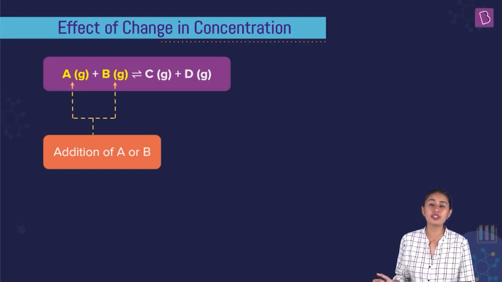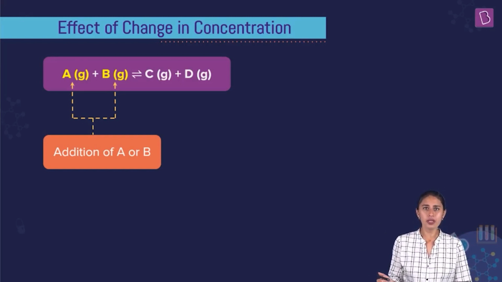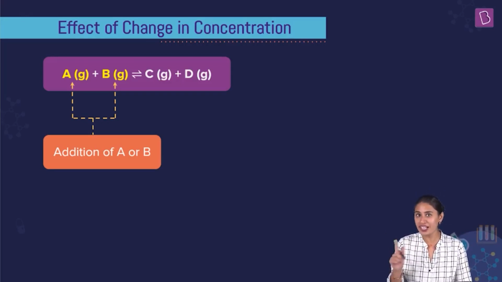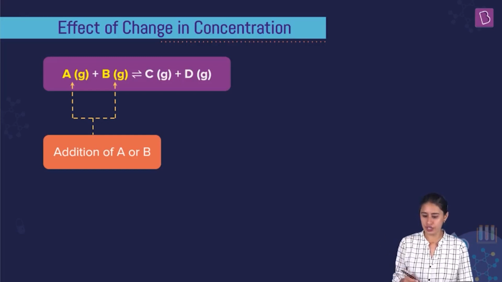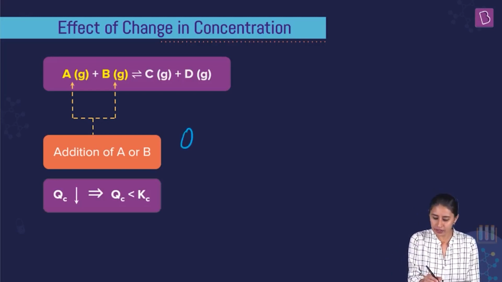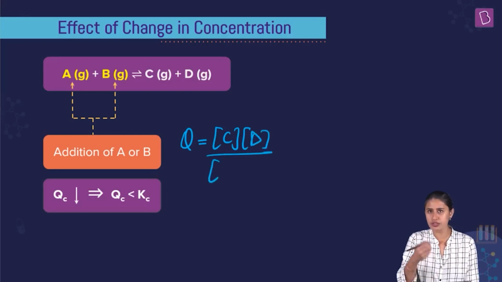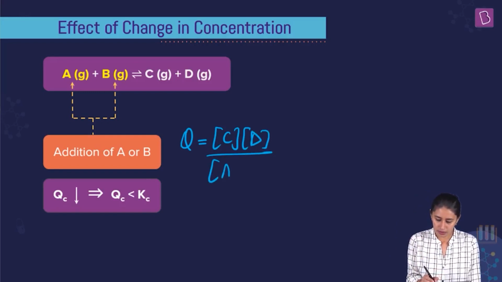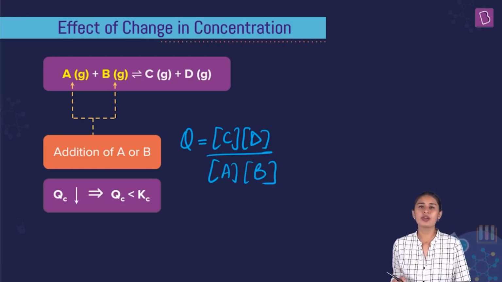Equilibrium constant doesn't change with concentrations. What is changing? The concentrations have changed. Equilibrium constant doesn't change till the time we change the temperature. So what's going to happen is Q will change, of course, where Q is equal to concentration of C times concentration of D over A and B. Luckily, all the stoichiometric coefficients are 1 here, so we can write Q like this.